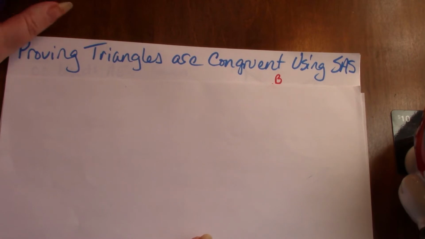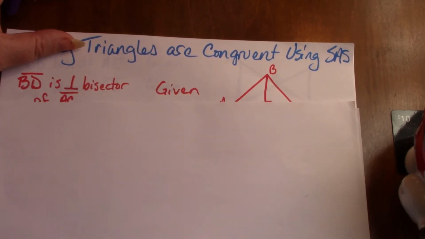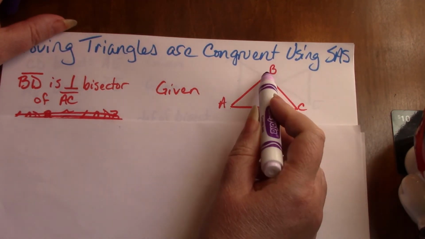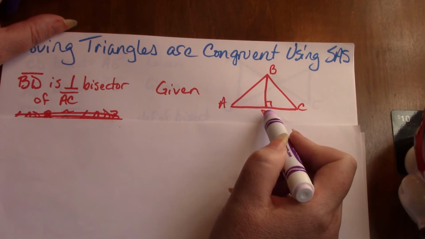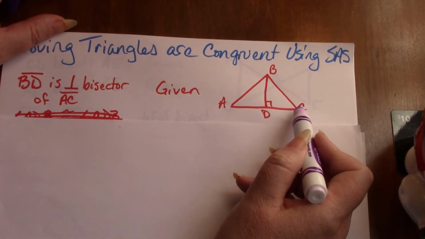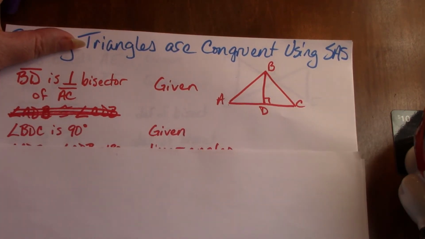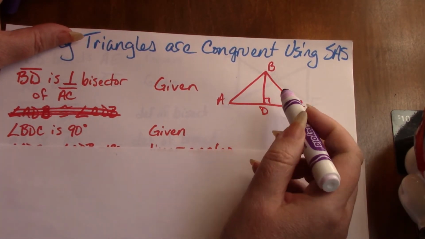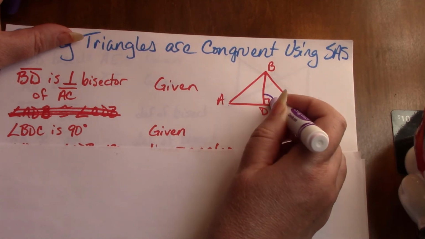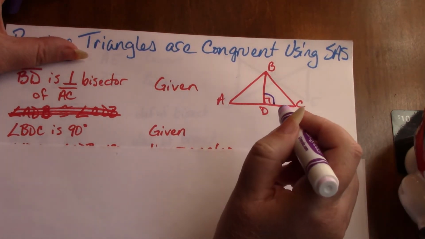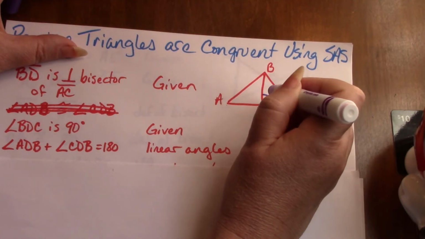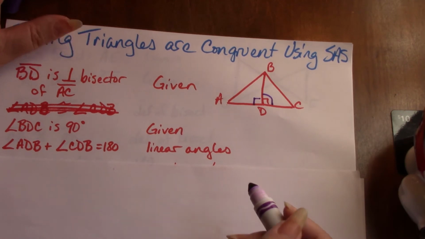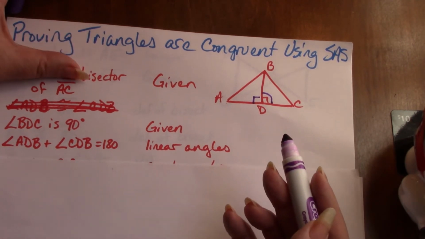Let's try using SAS in proving triangles are congruent. So here we have that line BD is a perpendicular bisector of line AC. And the question is, are these two triangles congruent? Well, we know that angle BDC is 90 degrees. That's given. We also know that this one is 90 degrees just because of the nature of perpendicular bisectors.